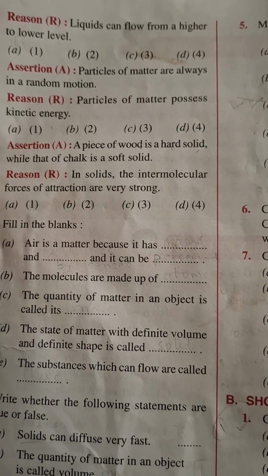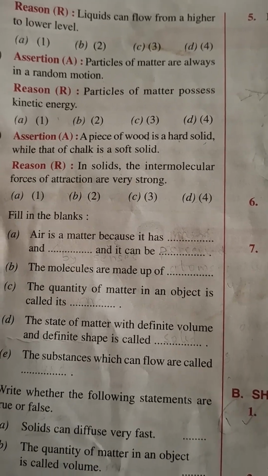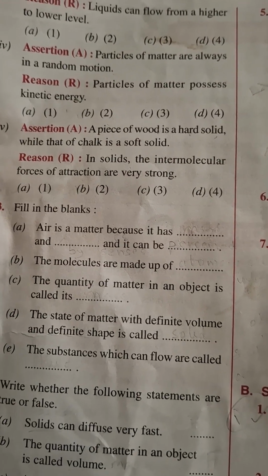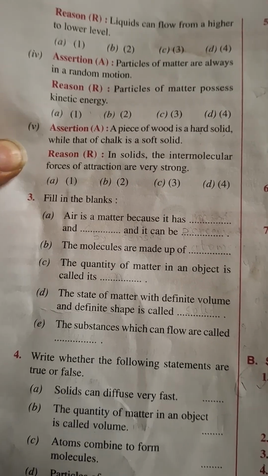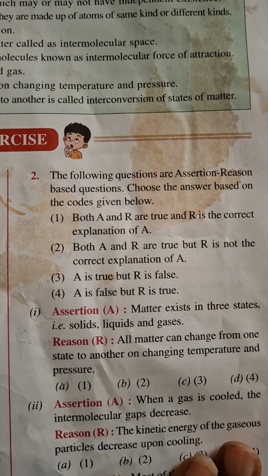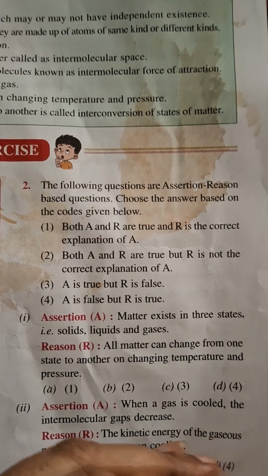Just because in solids the intermolecular force of attraction is very strong, that does not justify the assertion that a piece of wood is a hard solid whereas that of chalk is a soft solid, right? So the correct answer is both A and R are true, but R is not the correct explanation of A.